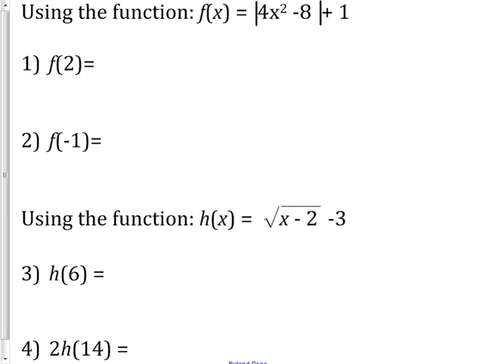All right, take a look at that function: absolute value of 4x squared minus 8, plus 1. F of 2. Figure it out. Stick 2 in there. Bam, bam. Get an answer.